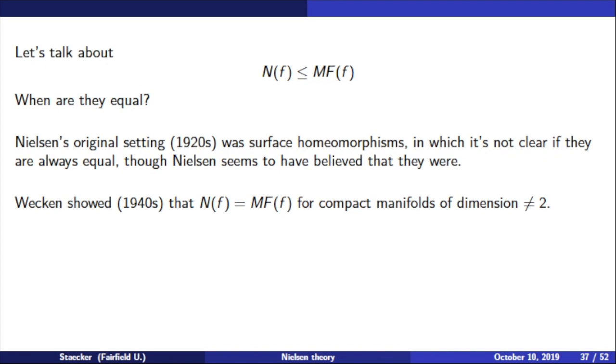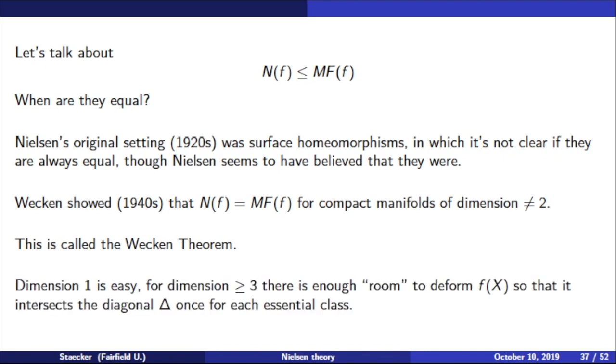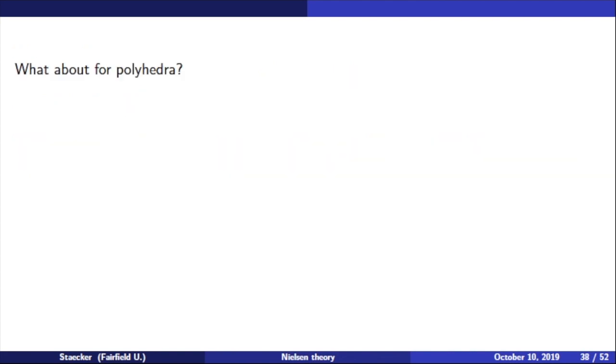Anyway, this is called the Wecken theorem, the theorem that says the Nielsen number is equal to the minimum number of fixed points in dimension not equal to 2. This is the Wecken theorem. Like, this is what I just said. Dimension 1 is easy. When it's a high dimension, it's also easy. The hard case is dimension 2.